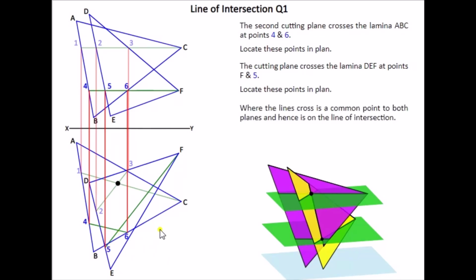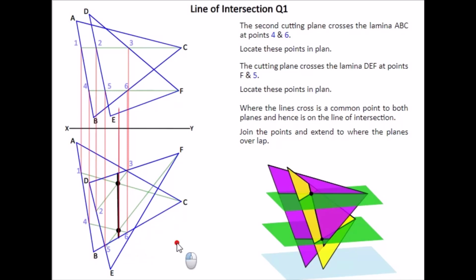So this point is on the line of intersection. So this allows us to join them together and then to extend them until the triangles stop overlapping. So this is our line of intersection. Next, brought up onto our elevation, and you can see in this case it's almost a vertical line.